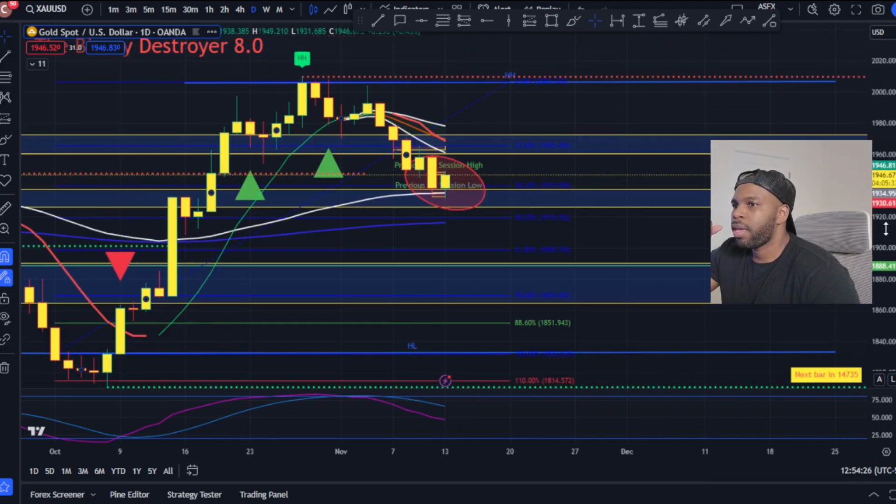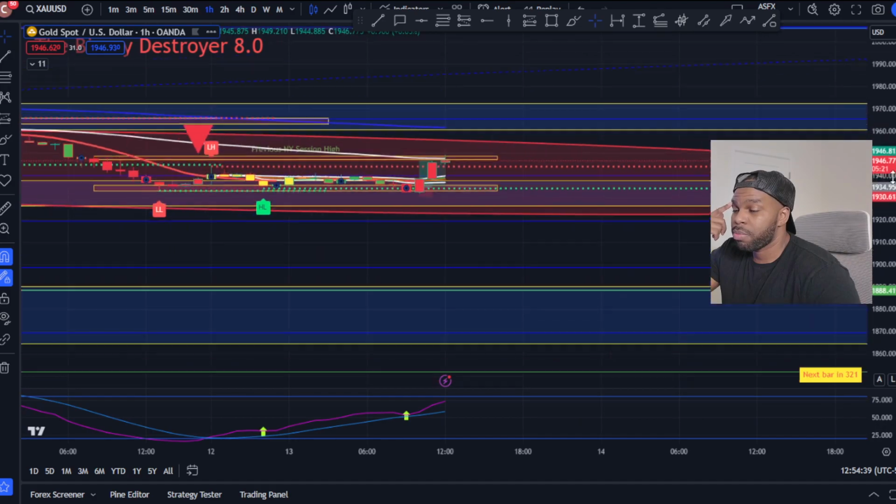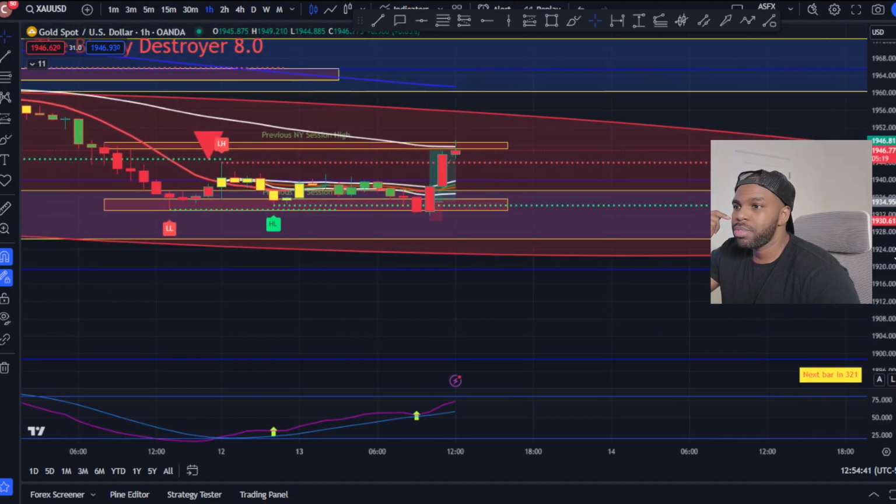Okay. And what I did was I broke it down. I got into some gold trades today, and I'm actually still in some gold trades when it comes to the EA that I'm using. But if I break it down to the 1 hour, this is what I did, y'all. So I'm gonna show you guys what I did.